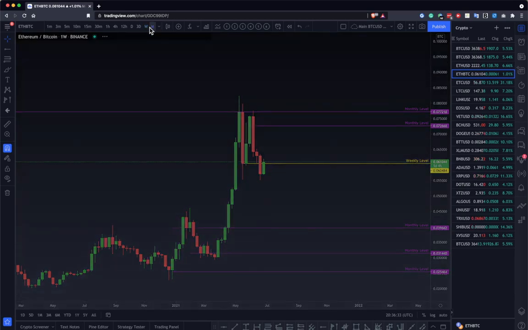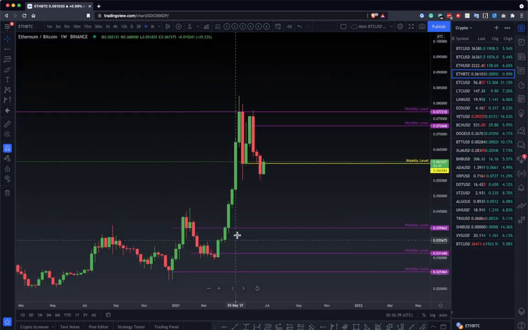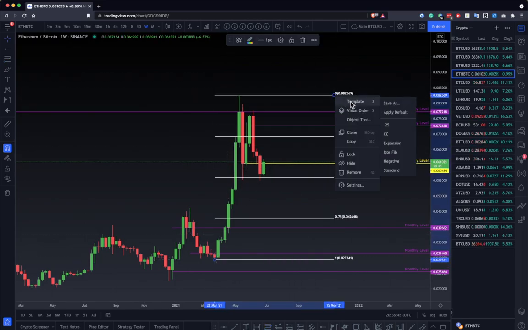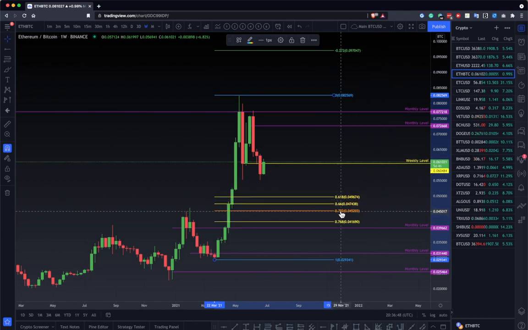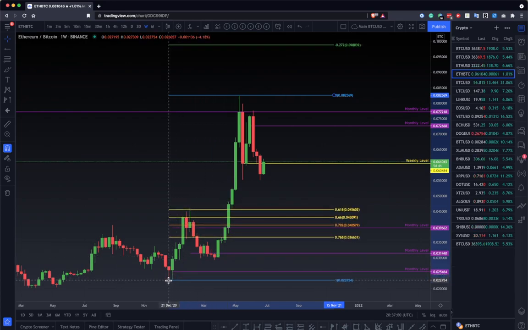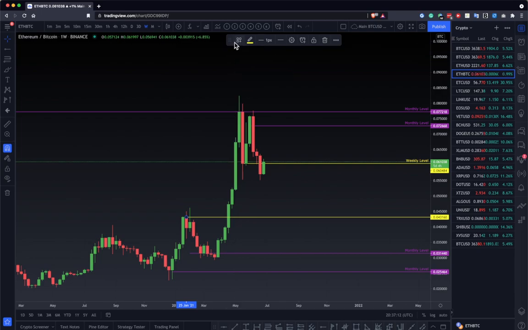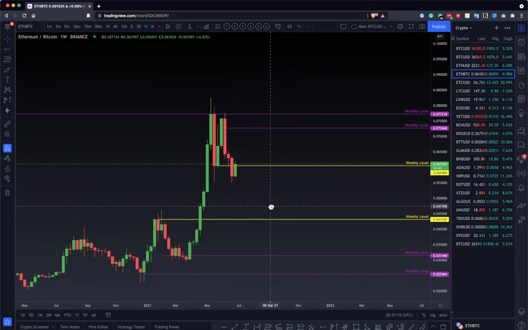I will check this monthly again. We have this monthly, we have this weekly. For me I have to keep one of them. I will keep the weekly here because it aligns with the 618. It's obviously a better trade to have.